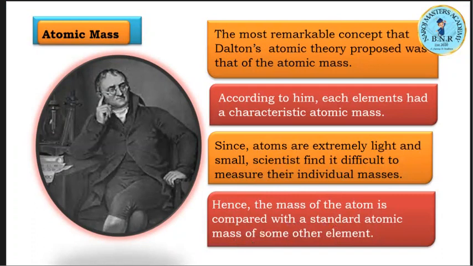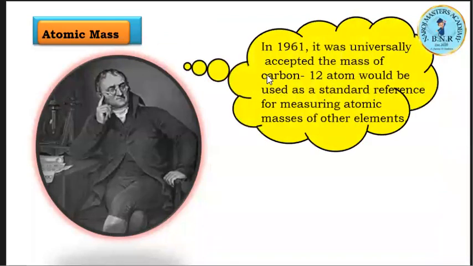So what happened here? They made one standard for the atomic mass of some element, and with the help of that atomic mass, they started finding the atomic masses of other elements. You can see the best example here. In 1961, it was universally accepted that the carbon-12 atom would be used as a standard reference for measuring the atomic masses of other elements.